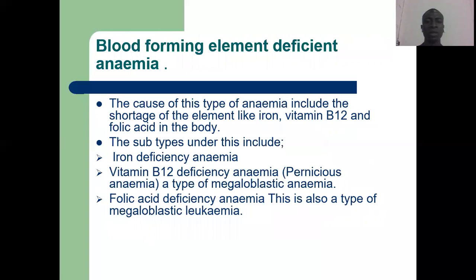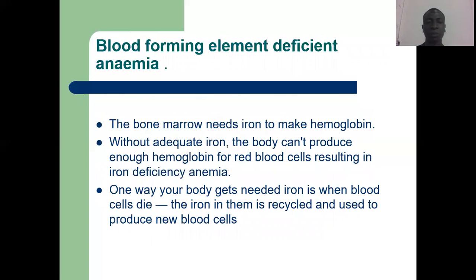Forming elements deficiency anemia. The cause of this type of anemia includes shortage of elements like iron, vitamin B12, and folic acid in the body. The subtypes include iron deficiency anemia, vitamin B12 deficiency anemia, and folic acid deficiency anemia. This type of anemia is megaloblastic.